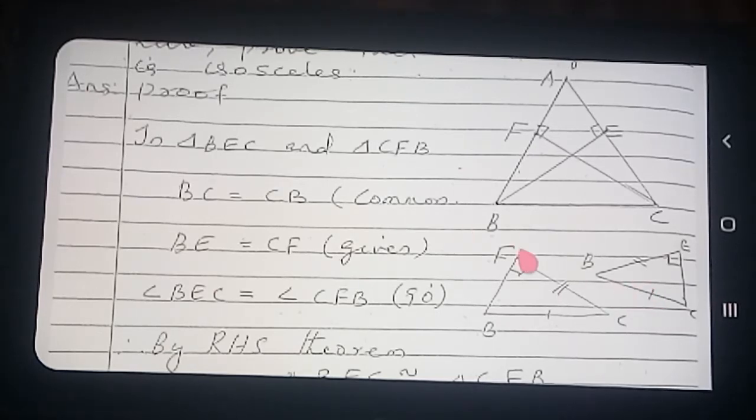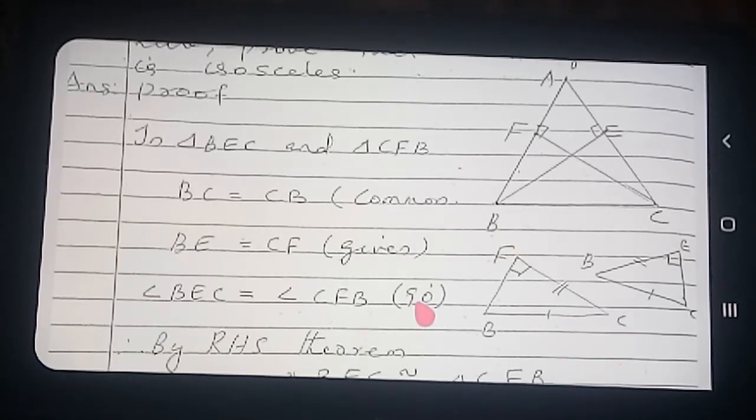Next, BE and CF are equal, already given in the question, because BE and CF are the two altitudes and these two altitudes are equal. Therefore, I have written BE and CF are equal, and I also marked that with the same symbol. Now, one more part: what about this angle and this angle? 90 degrees. What's the reason? CF is an altitude to AB, and BE is an altitude to AC. Therefore, this angle is 90 degrees. Therefore, we can write angle BEC and angle CFB are equal to how much?